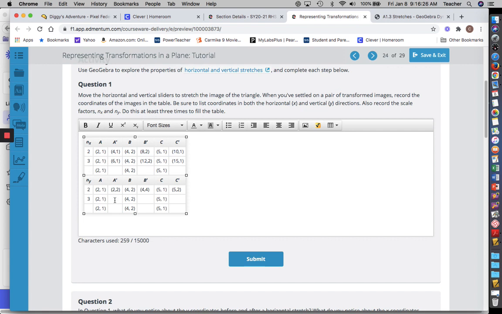All right, so this time we're going to multiply 3 by the y value. So it's going to be 2, 3. It's going to be 4. And 3 times 2 is 6. All right, 5 is going to stay the same. And 1 times 3 is 3.